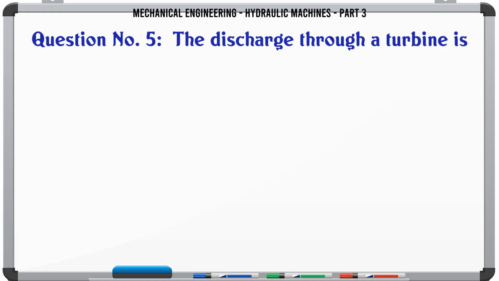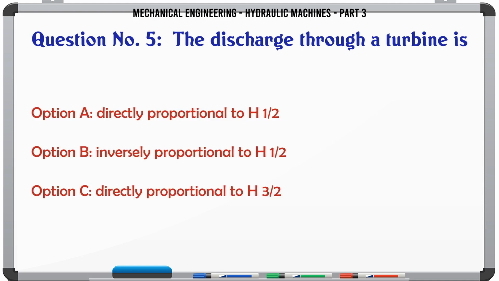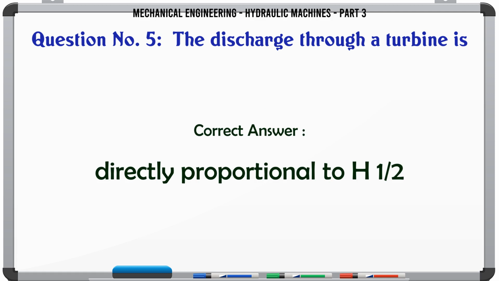The discharge through a turbine is: A. Directly proportional to H^1/2. B. Inversely proportional to H^1/2. C. Directly proportional to H^3/2. D. Inversely proportional to H^3/2. The correct answer is directly proportional to H^1/2.